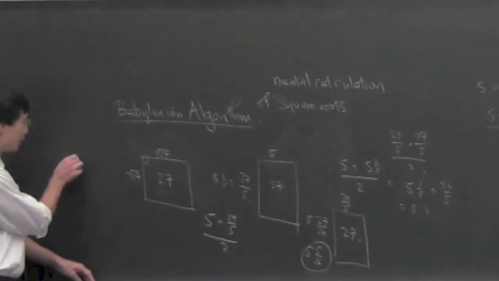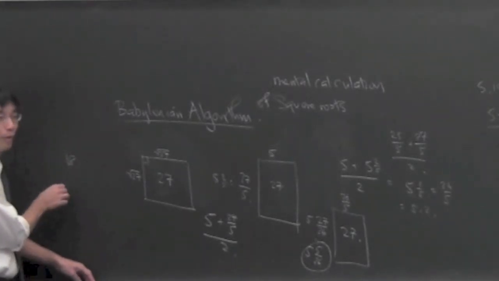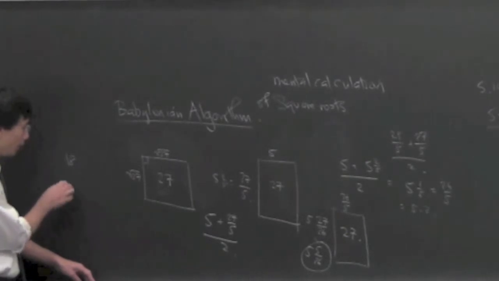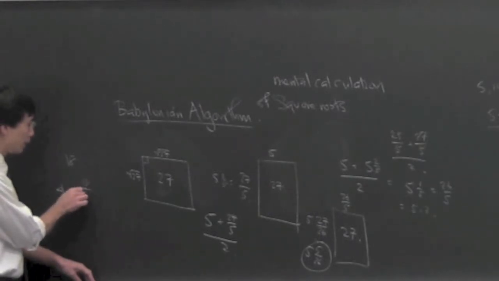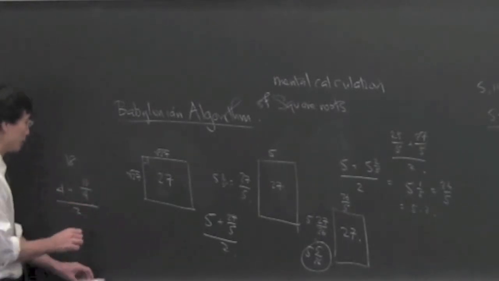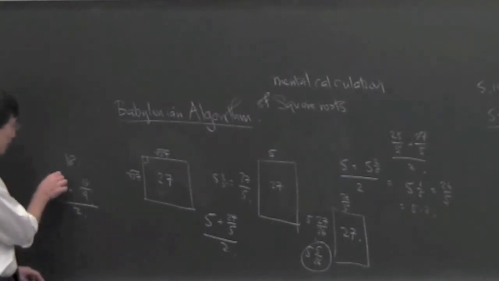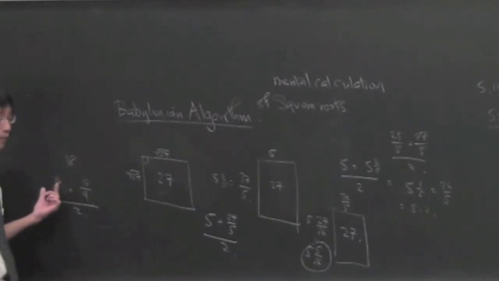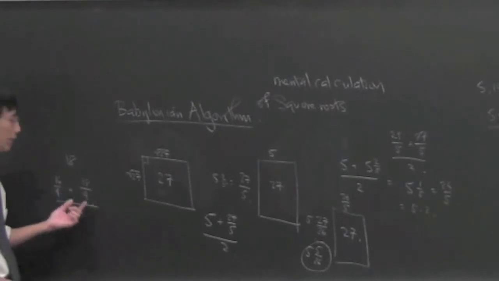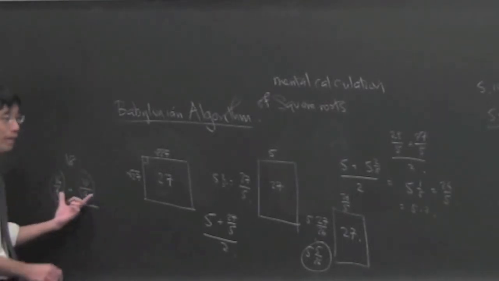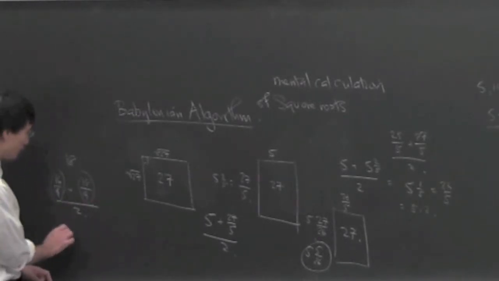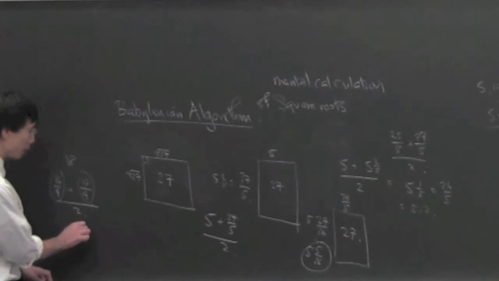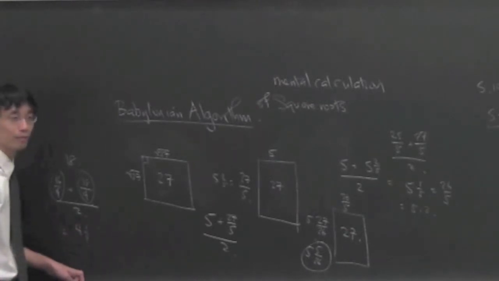Because for 18, your first guess would be 4, and then you'd say, okay, I'm going to take 4 and 18/4, and then divide that thing by 2. But sometimes it's easier to write this guy as 16/4. The average of 16/4 and 18/4 is 17/4. That's the same as 4 1/4, like 4.25.